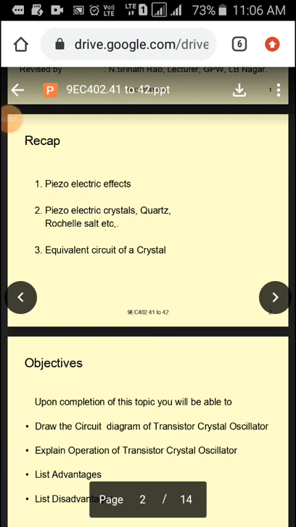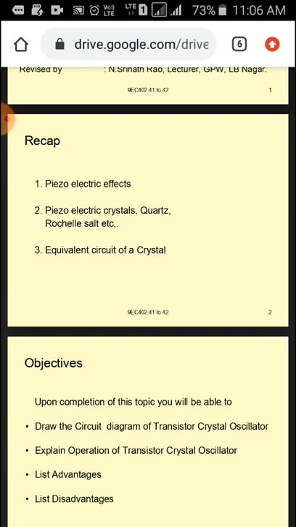Good morning. In the last class, we discussed piezoelectric crystals. They are Rochelle salt and quartz. These are the piezoelectric crystals. Due to piezoelectric crystals, we get a piezoelectric effect. That piezoelectric effect will be used in some unique applications.